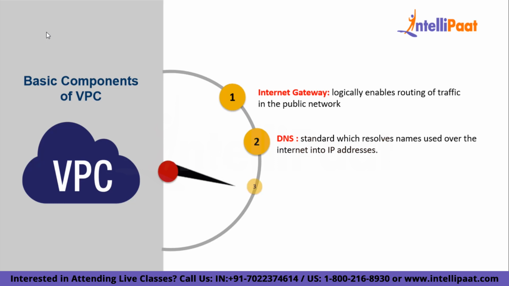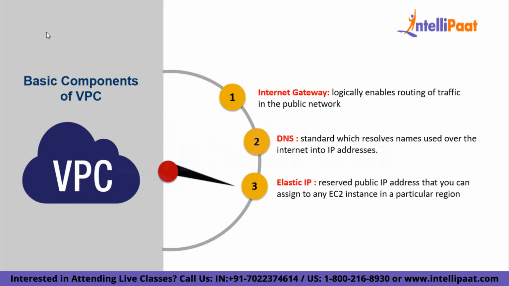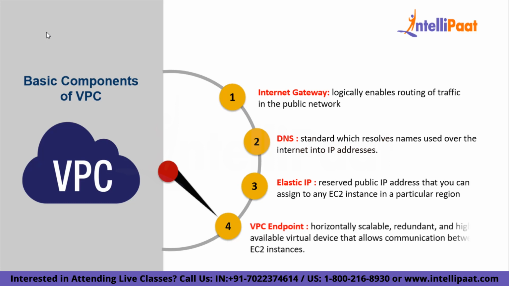Next up is Elastic IP. It is a static IP which never changes and it only supports IPv4. An Elastic IP address is a reserved public IP address that you can assign to any EC2 instance in a particular region until you choose to release it. Fourth up is VPC endpoint. It is a horizontally scalable, redundant, and highly available virtual device that allows communication between EC2 instances in your virtual private cloud and other AWS services without adding availability concerns or bandwidth limits to your network traffic. This is one of the key features of VPC.